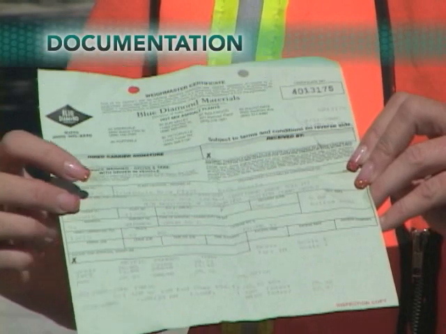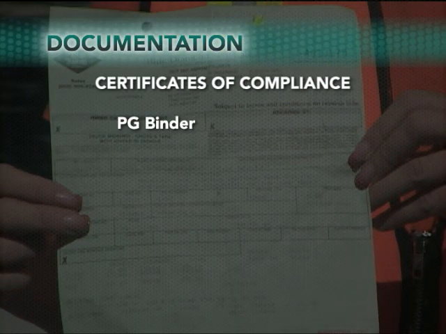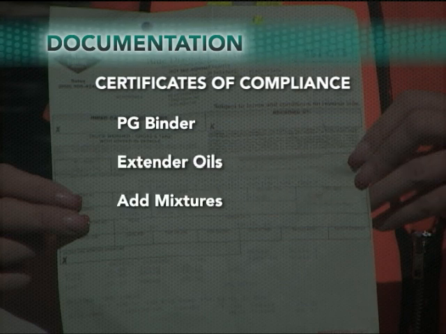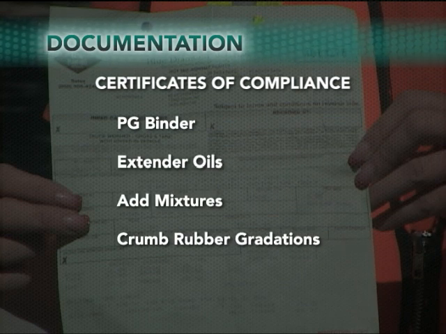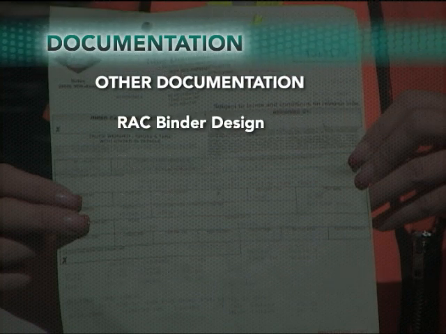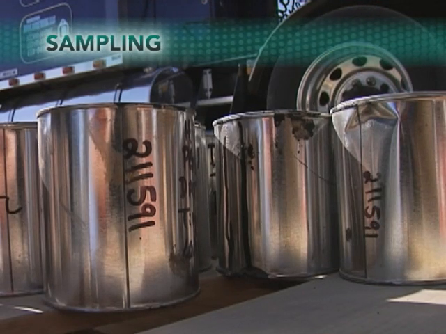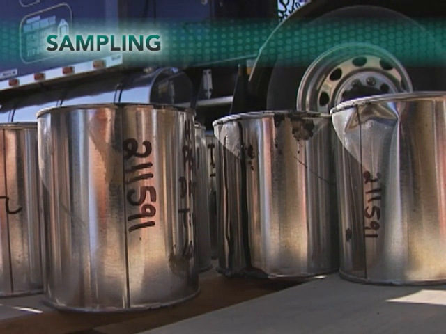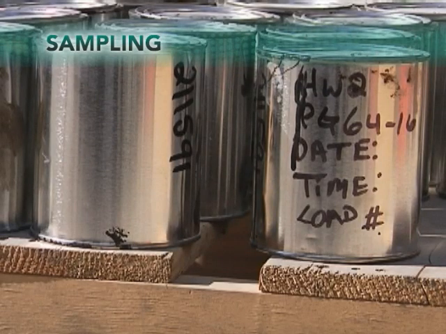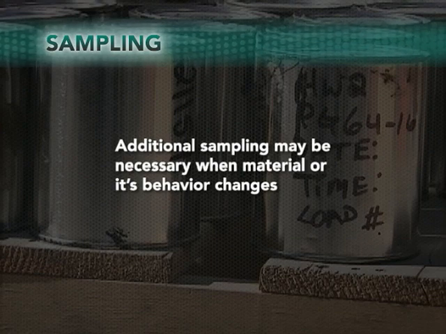Documentation at this phase of production can include certificates of compliance and source information for the PG binder, extender oils, admixtures, crumb rubber gradations and composition, and material sources. This should also include the binder design and the binder production logs. Frequency of sampling and testing may vary depending upon the nature of the materials, project size, and available resources. Aside from minimum specified requirements, additional sampling is recommended whenever changes in any material or its behavior are observed.